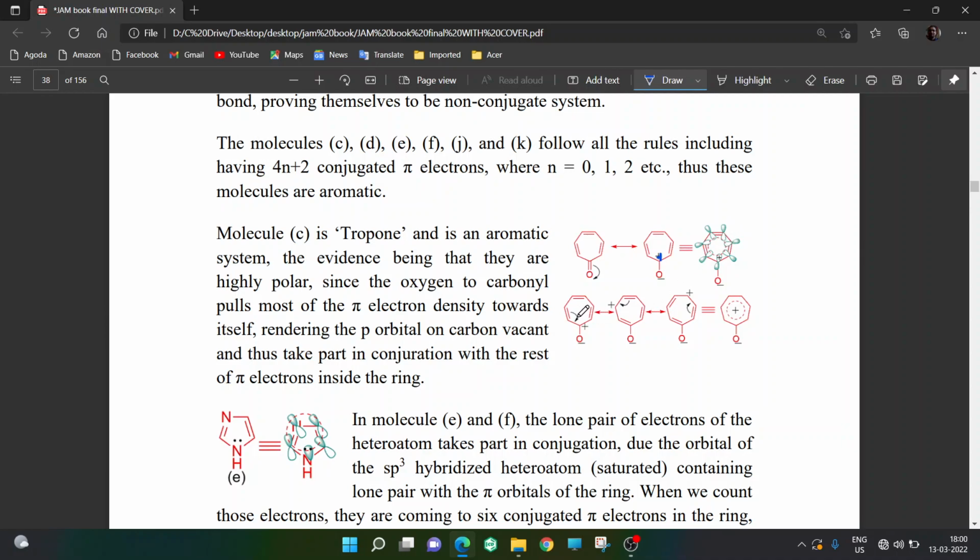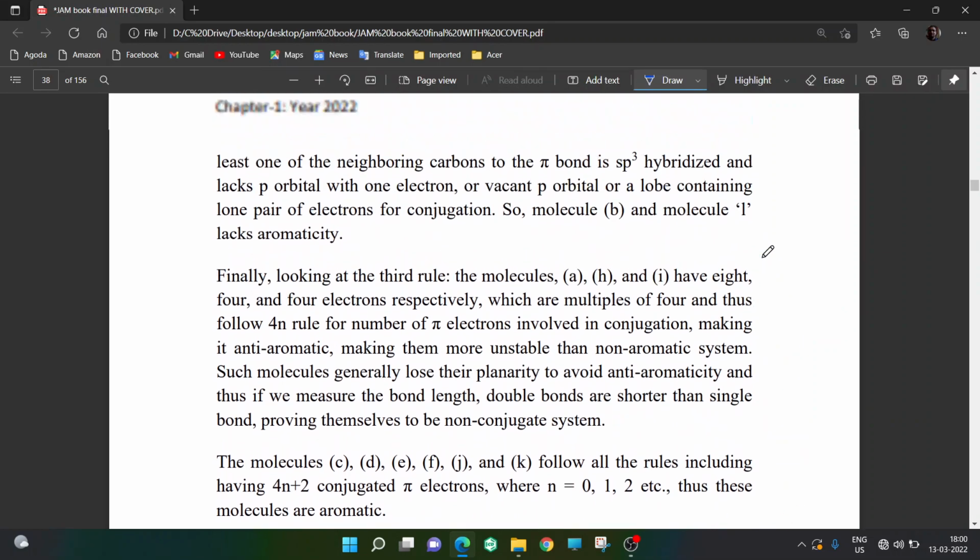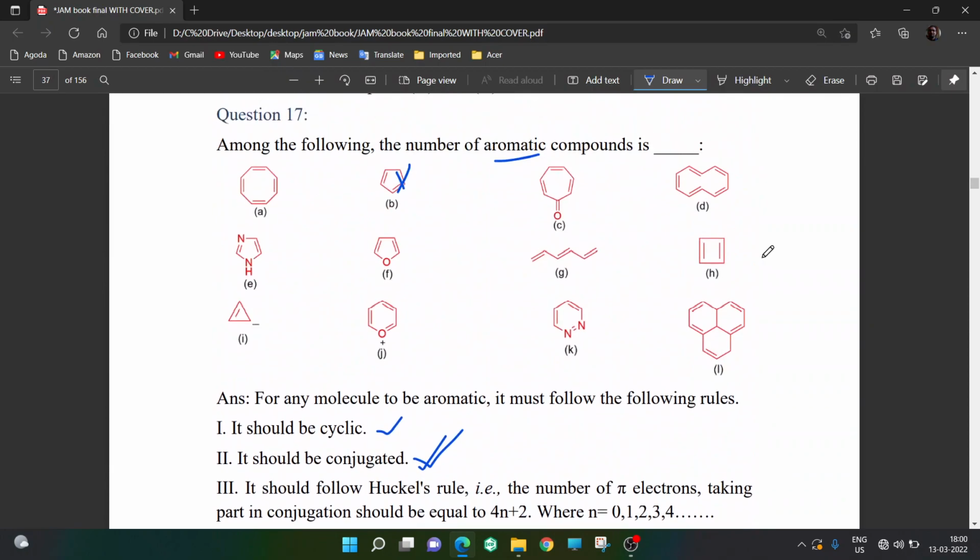You can show this through simple conjugation. This comes here, you get a positive charge on this carbon, then it comes here, and that comes here, and you get something like this. And therefore this is an aromatic system. Let us not talk about aromatic system, but what I am saying is, this is a conjugated system. Similarly, this is also conjugated, this is conjugated, and this we have already removed because it is not cyclic.